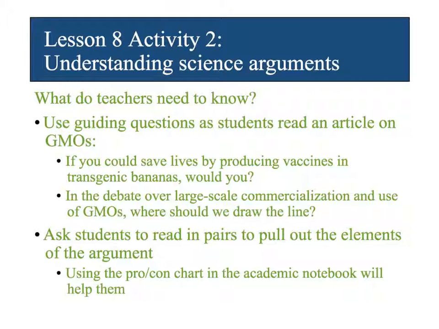So they're going to read the article, and then in pairs, they're going to try to pull out the elements of the argument so far, right? So data, claim, warrant, and backing, and then use the pro-con chart in the academic notebook to help them kind of discern the argument that the author's making.